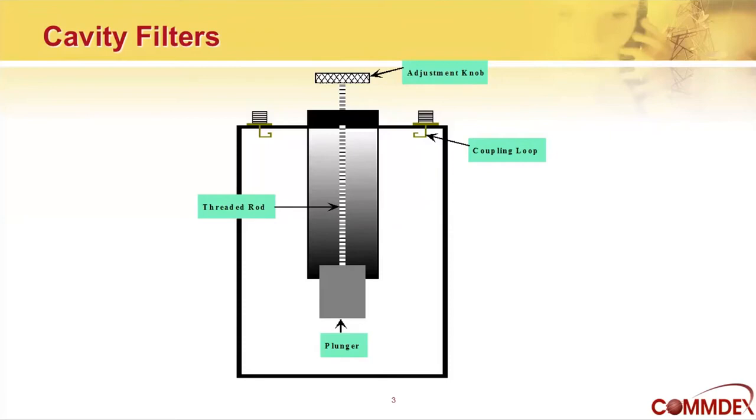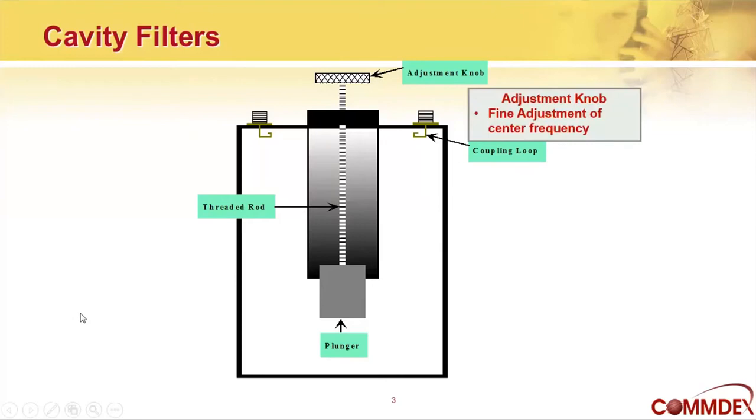There's a plunger down the middle that is used to tune the cavity because its physical position, as determined by the plunger, determines what frequency it resonates on. So depending on whether it's a bandpass filter or a notch filter, moving that plunger up or down on the threaded rod is how you tune it to a specific frequency. We have an adjustment knob in the middle, and sometimes there's a second one for fine tuning.